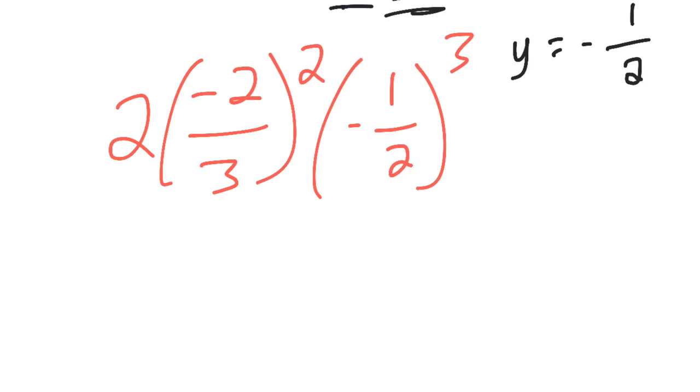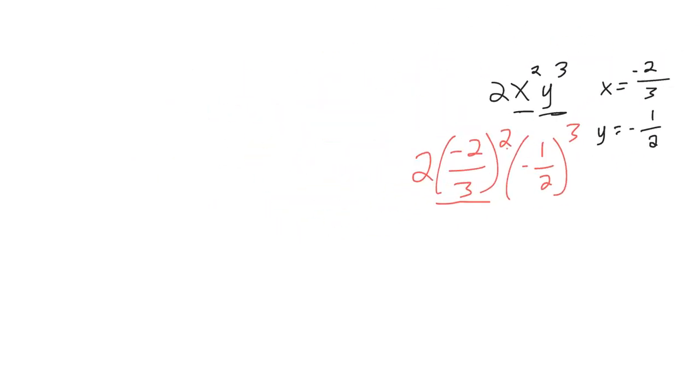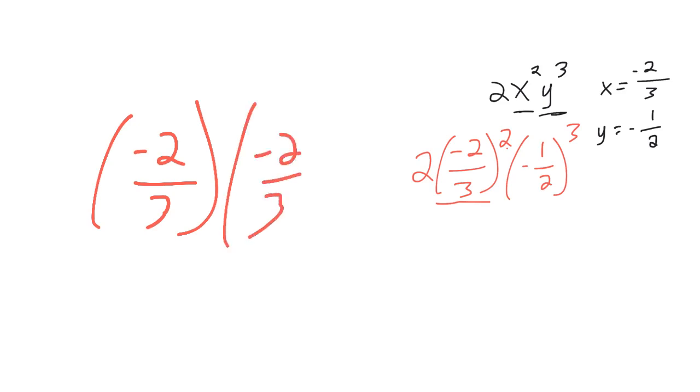So exponents have to come first. That means we need to figure out what -2/3 squared is. Okay, so maybe off to the side somewhere. When you square a number, it means you multiply it by itself. So -2/3 times -2/3. You multiply straight across the top.